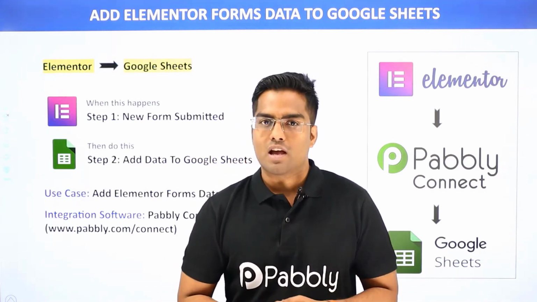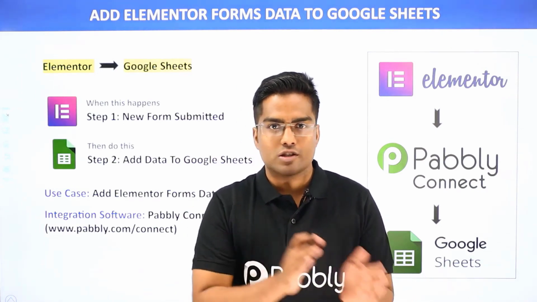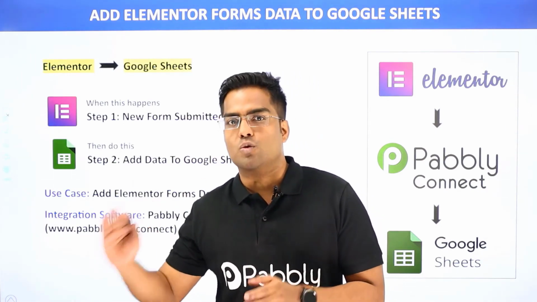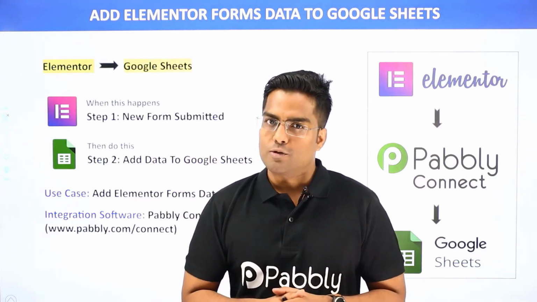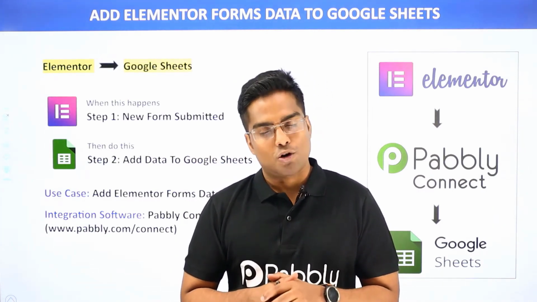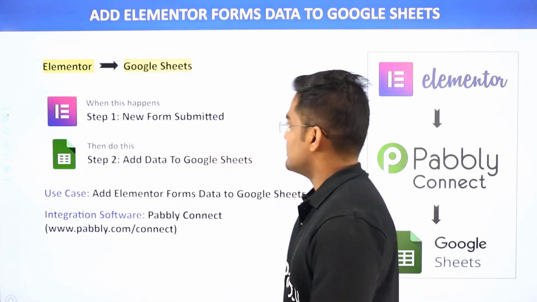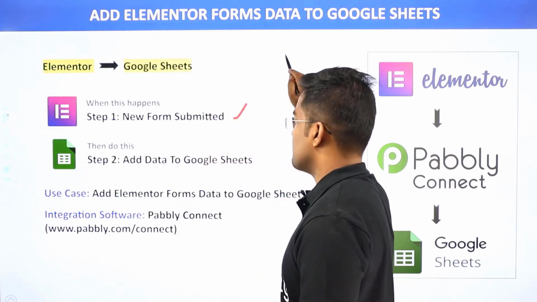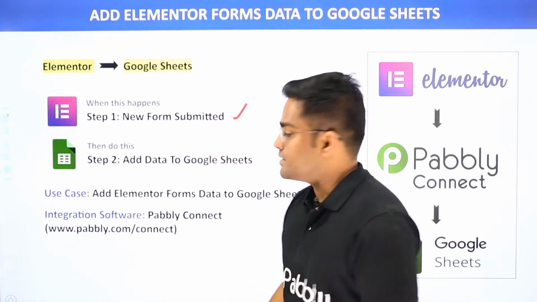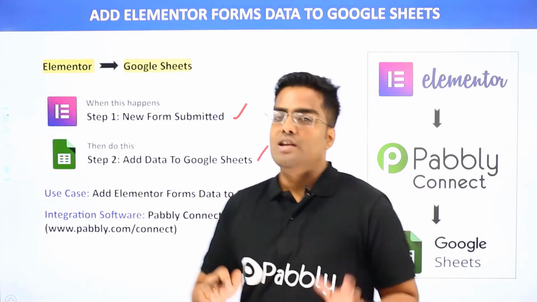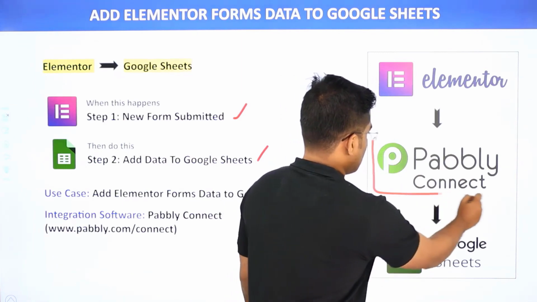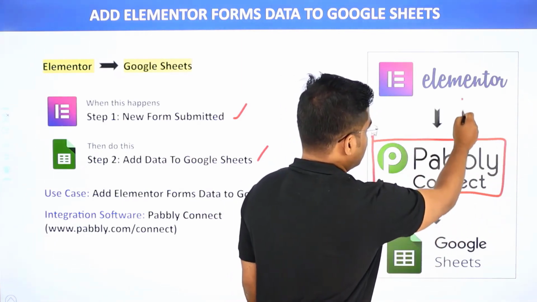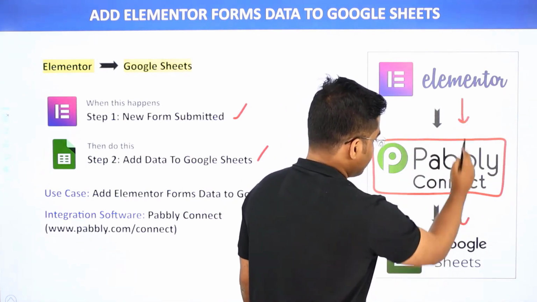The first choice is you copy all the data from Elementor, sort it out, and manually paste it into Google Sheet. Now this process is very tiresome. So I will introduce you to the second method, that you bring in some automation. So here what will happen is, when a new form is submitted in Elementor, it will automatically add this data to Google Sheet. So in this video, we will be using Pabbly Connect to integrate Elementor and Google Sheet.